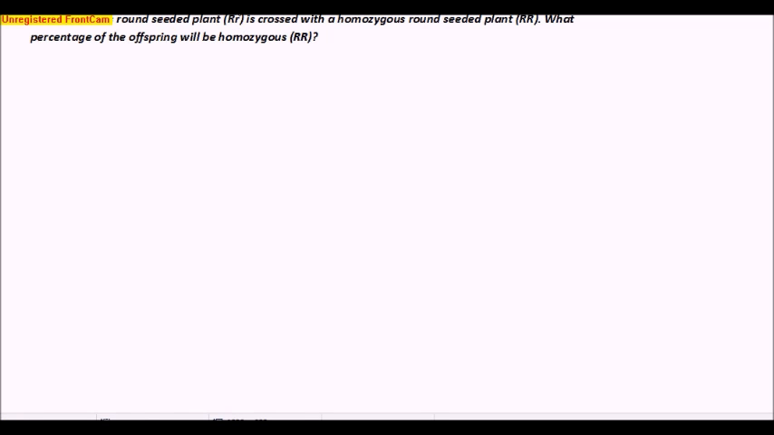Is crossed with a homozygous round seeded plant. So homozygous, here it's big R, so obviously it's homozygous dominant because you have two dominant alleles which are big R, big R. Now the question is as follows: what percentage of offspring will be homozygous? Okay, so basically your answer here should be in percentage. So let's begin this question.